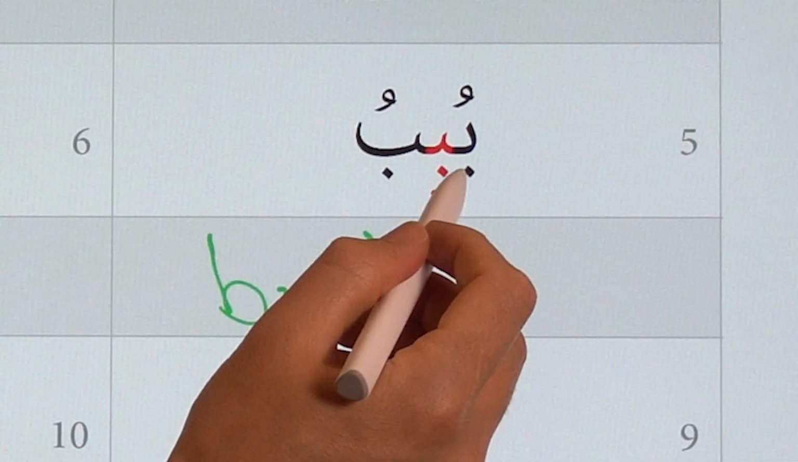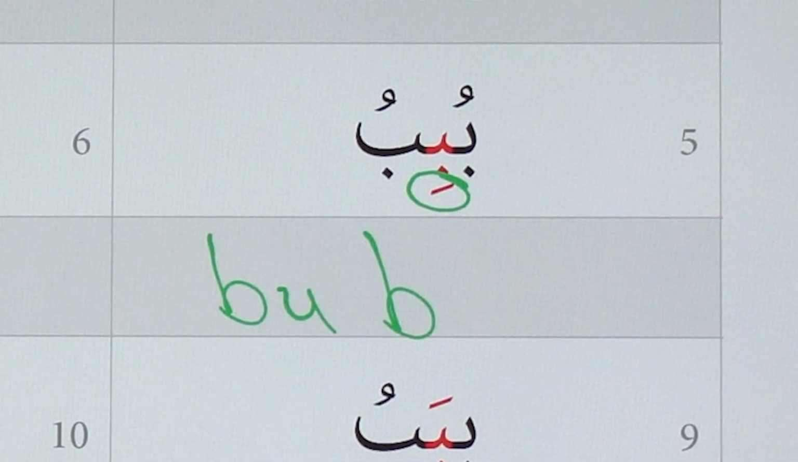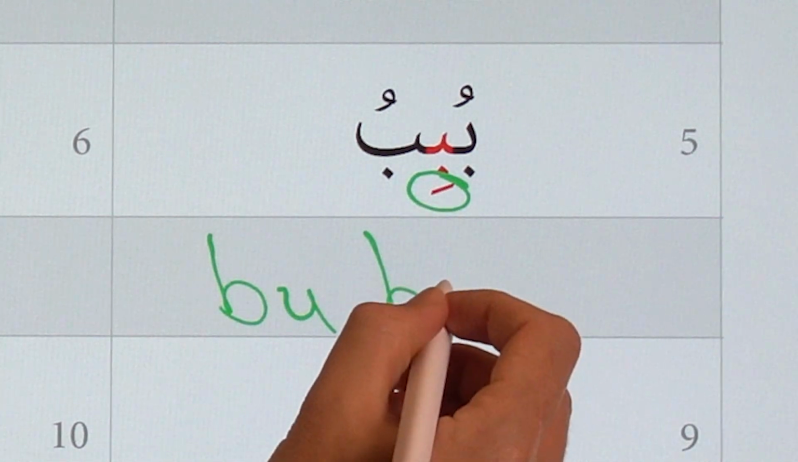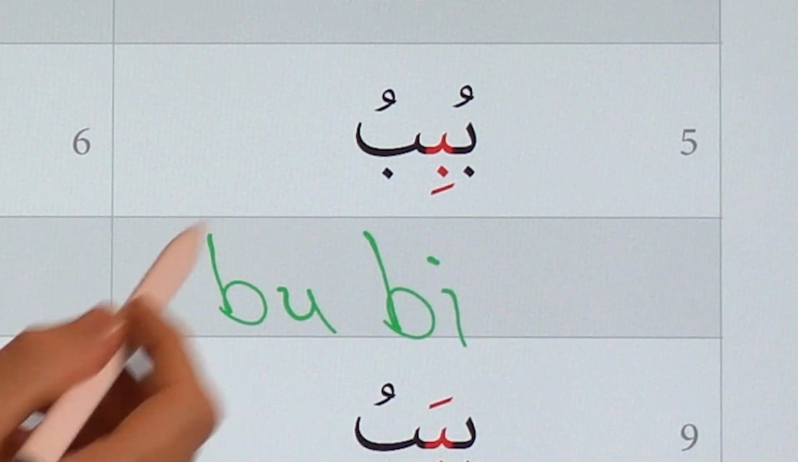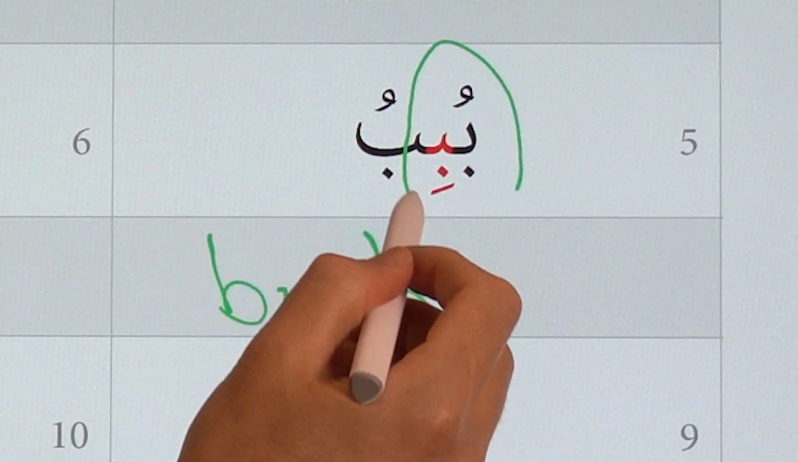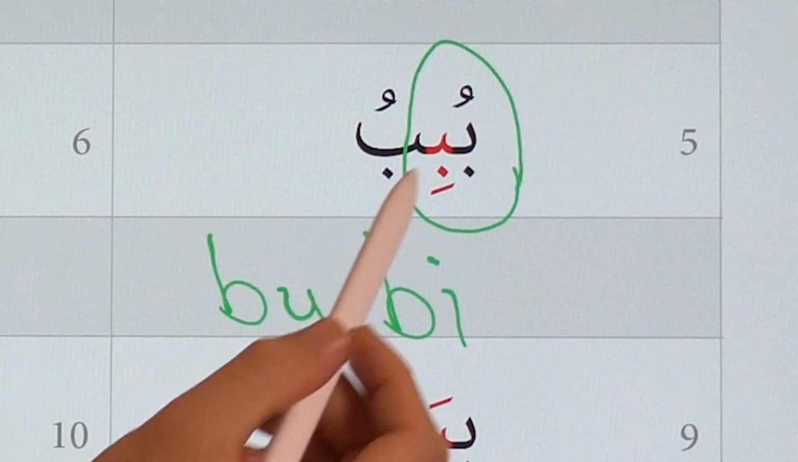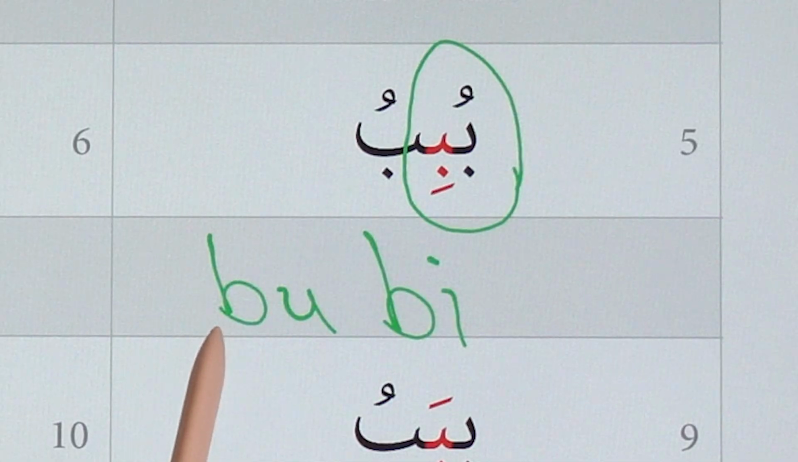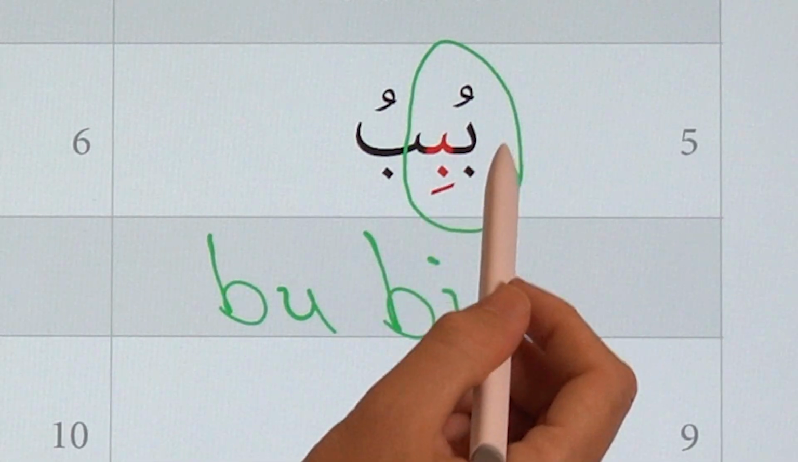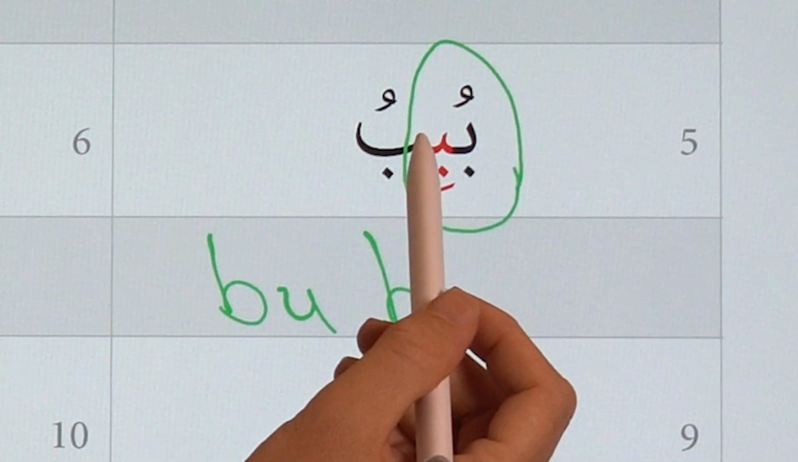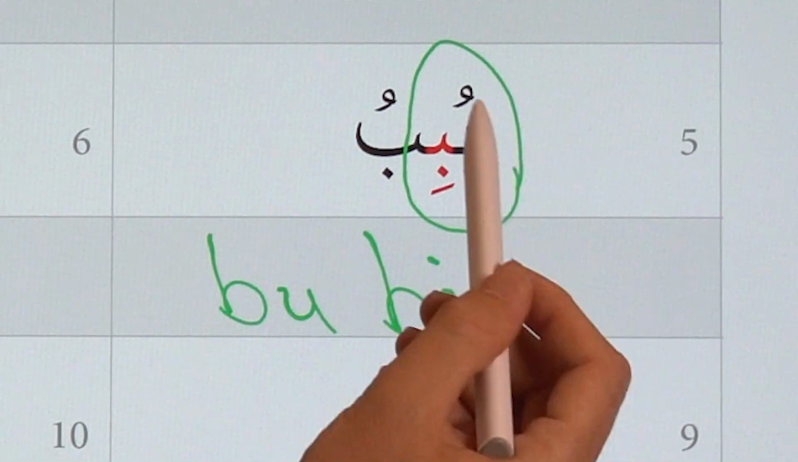As we see, the haraka is one line written beneath. So this is the kasra, which represents the E sound. For the kasra, we write the letter I. So for this combination of the first two letters and their harakas, we see boo, be, boo, be, ba, dhamma, boo, ba, kasra, be, boo, be.